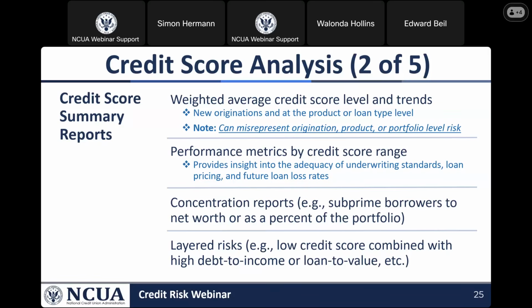Weighted average credit scores are a frequently used form of board-level reporting. These reports usually show the trend in weighted average credit scores over time for new originations and for outstanding portfolios by loan type.